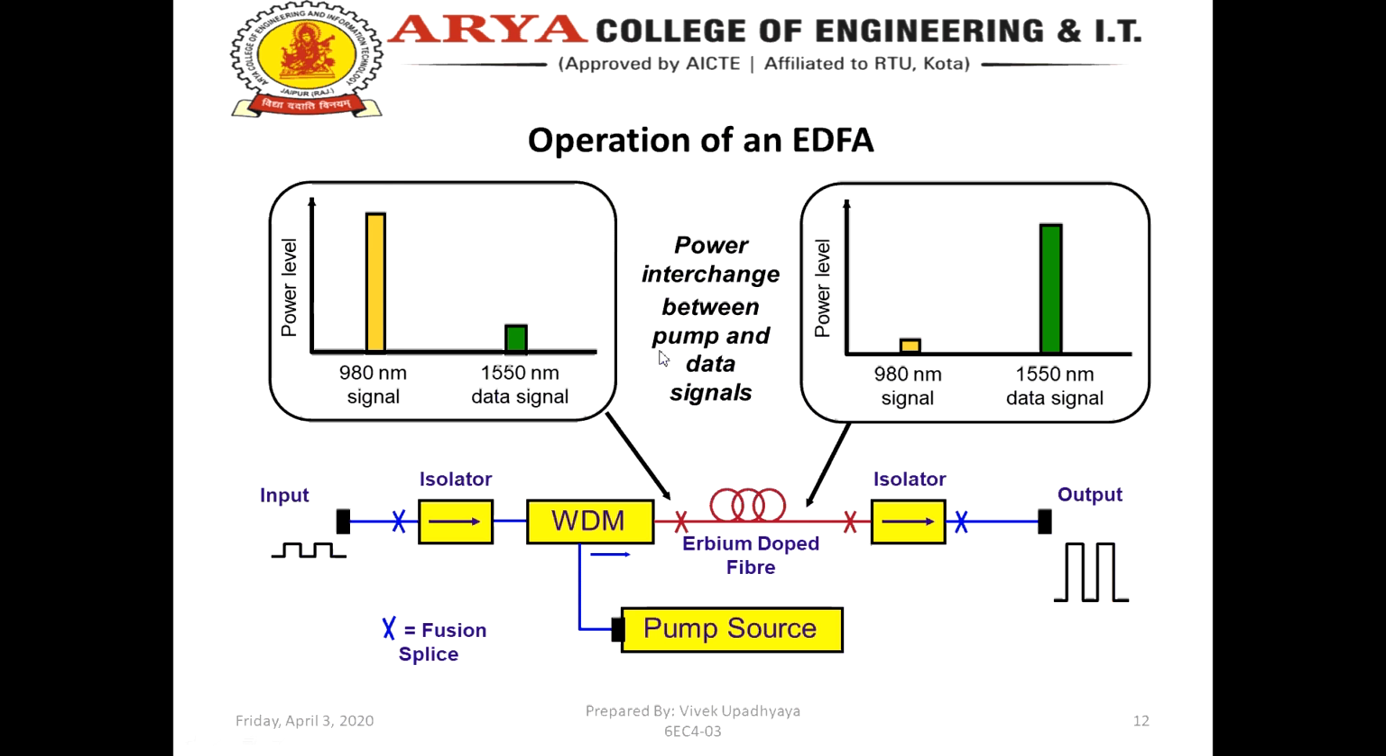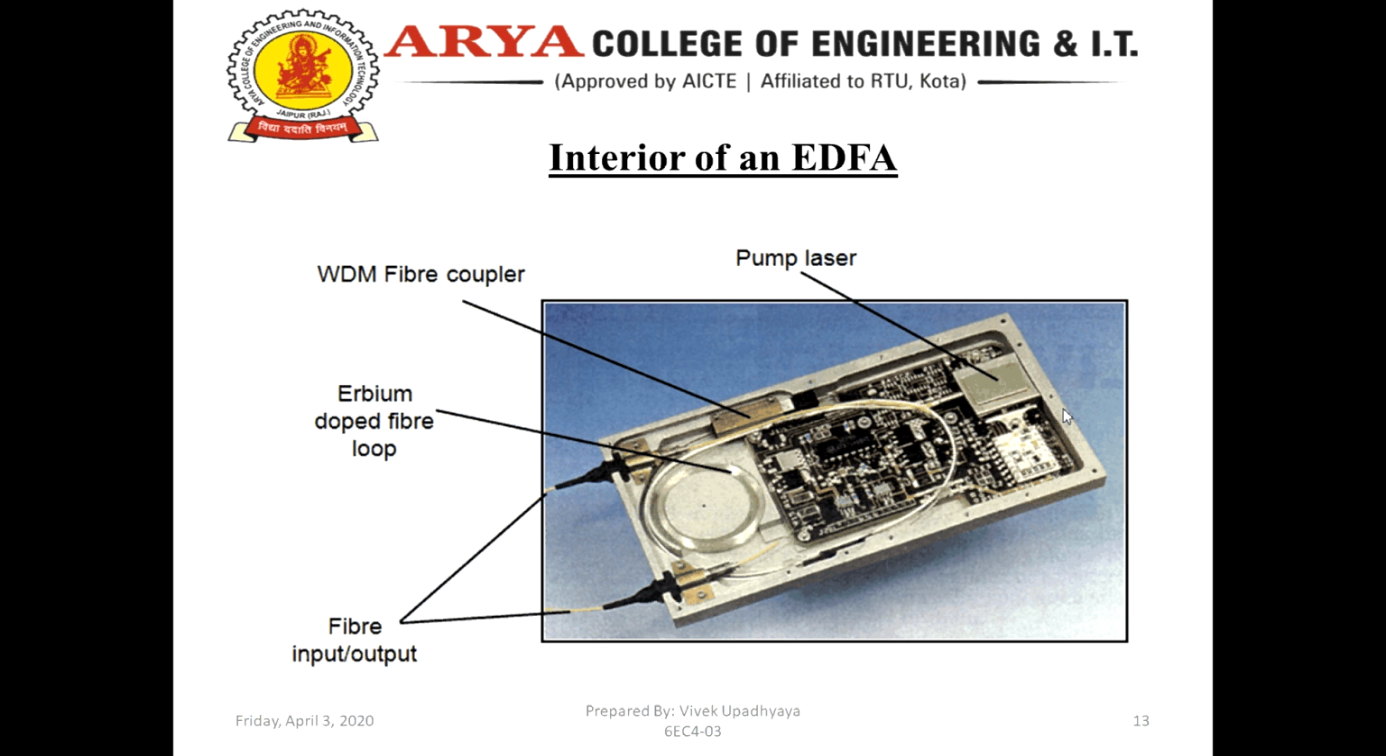Here you can see the power level of the pump source, and the 1550 nanometer data signal, which has very little power, but at the output the 900 nanometer pump signal is degraded, and the power level of the 1550 nanometer data signal is increased. And this is a diagram of the interior of the erbium-doped fiber amplifier, showing how it looks in real life.